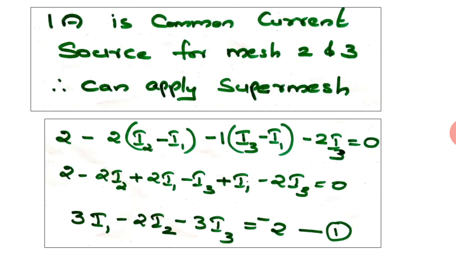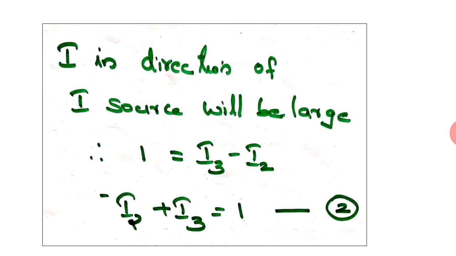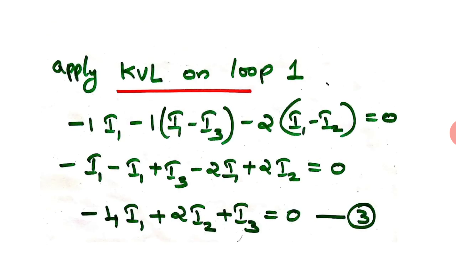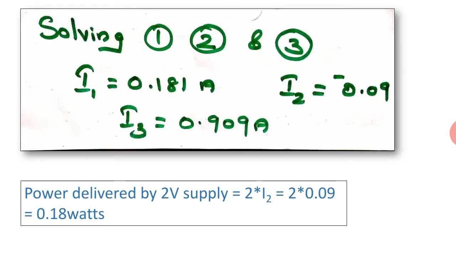Then we want to solve these three equations 1, 2, 3. The first equation is obtained by writing the equation for the supermesh. The second equation is obtained by writing the equation for the current source. The third equation is obtained by applying KVL on loop 1. By solving equations 1, 2 and 3, we will obtain I1, I2 and I3.